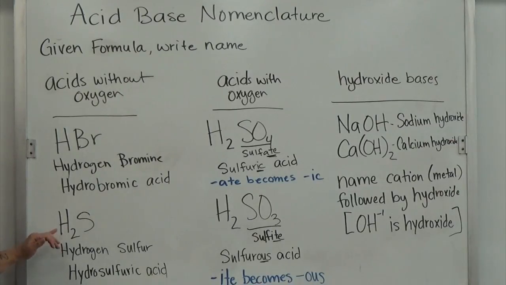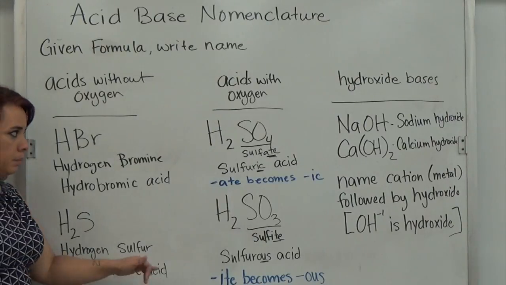So I have hydrogen, I have sulfur. Because this is an acid without oxygen, I represent that by hydro. And then sulfur becomes sulfuric, and then the word acid.